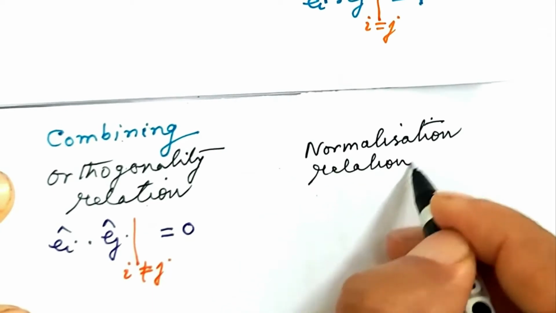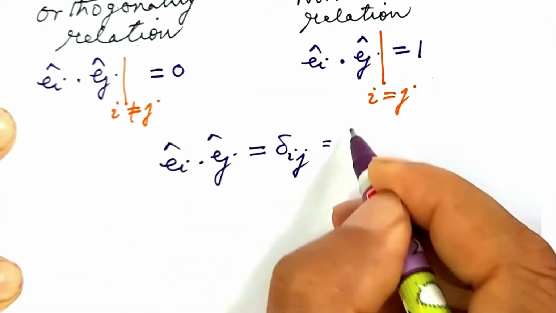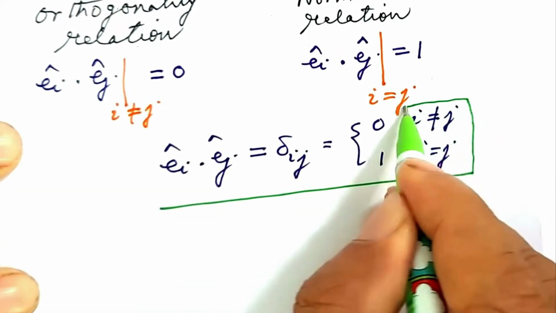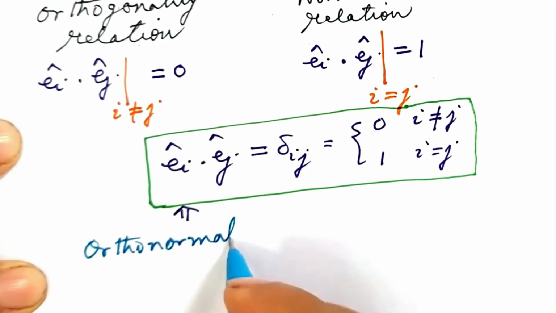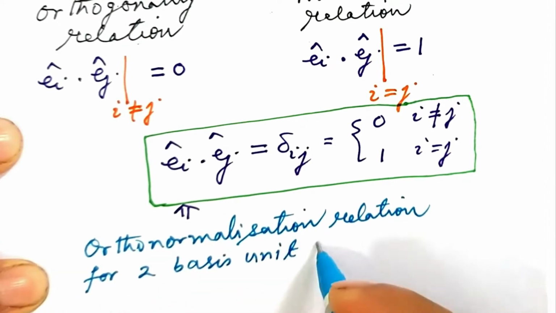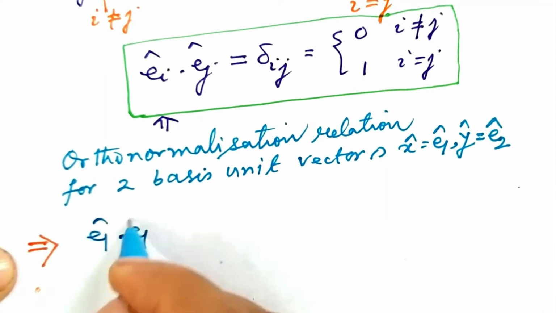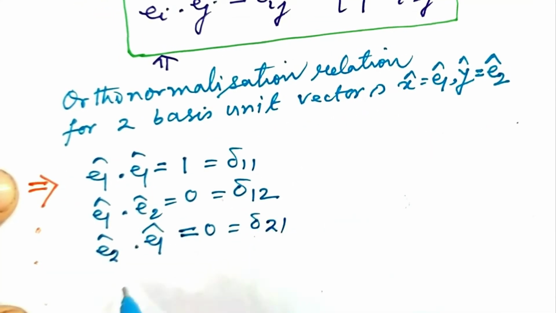Combining the orthogonality relation and the normalization relation, we get ei cap dot ej cap equal to Kronecker delta ij. This is called the orthonormalization relation for two basis unit vectors x cap equal to e1 cap and y cap equal to e2 cap. Putting back 1 and 2 for the dummy indices i and j, we get back the four relations from here.